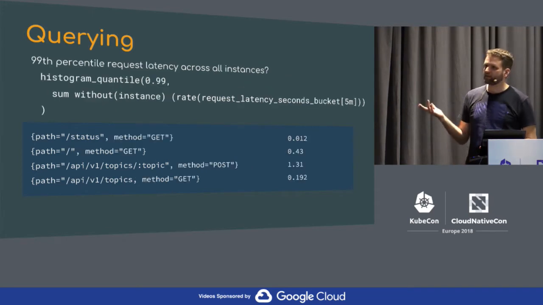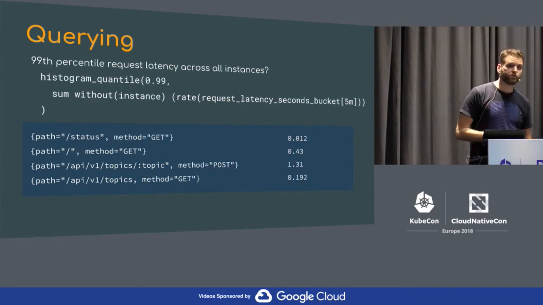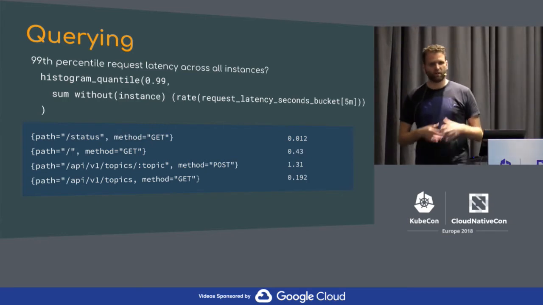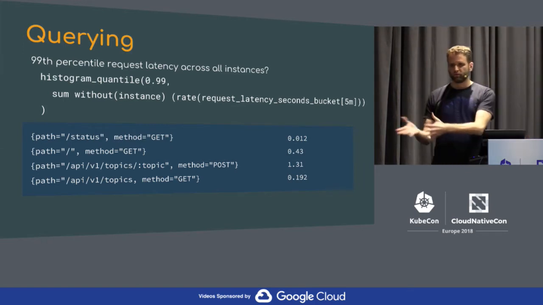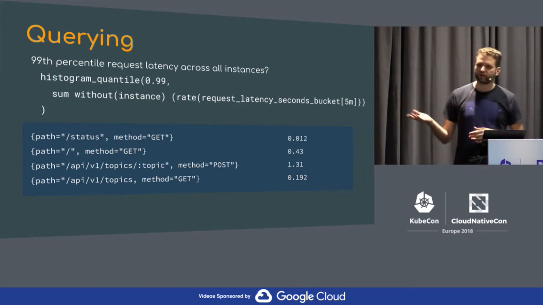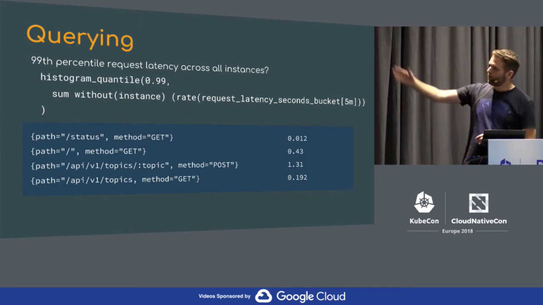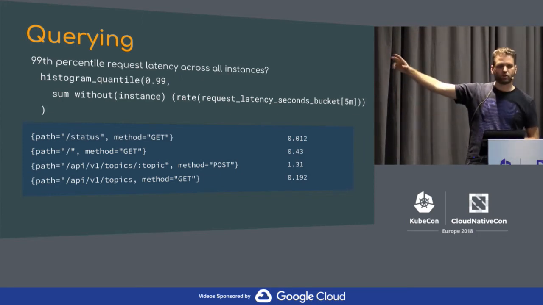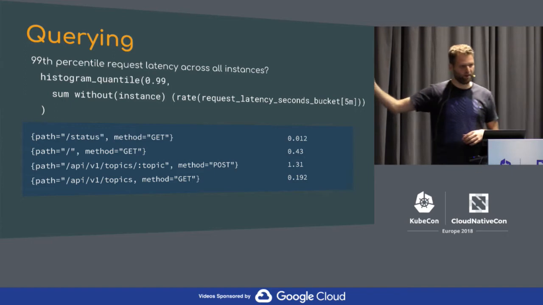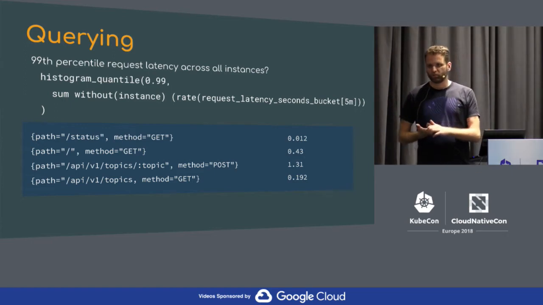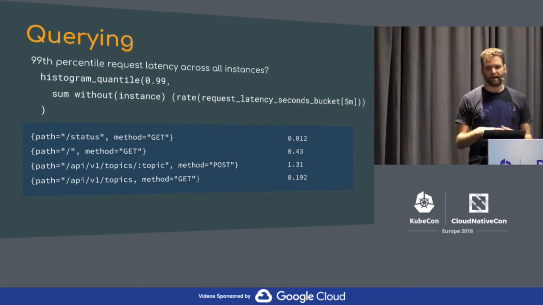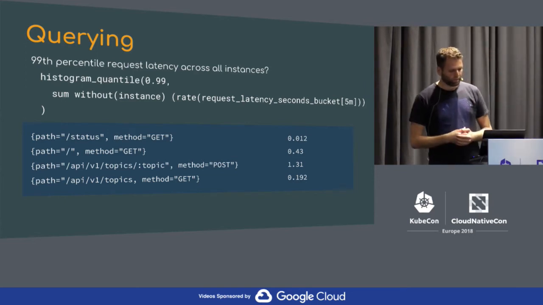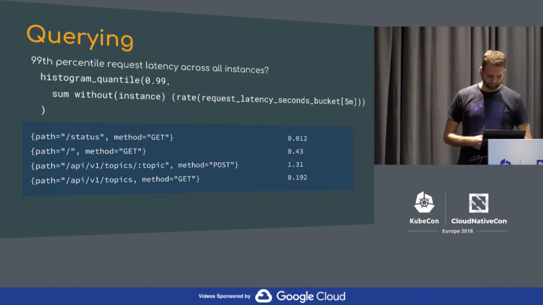You can do more fancy stuff. For example, you can track latencies with histograms in your instrumentation and then use a query function during query time to say, like, give me the 99th percentile, for example, aggregated over all the instances and averaged over a 5-minute time span. So you can choose the percentile, the aggregation level, and the over-time averaging during query time. And then you get these answers.